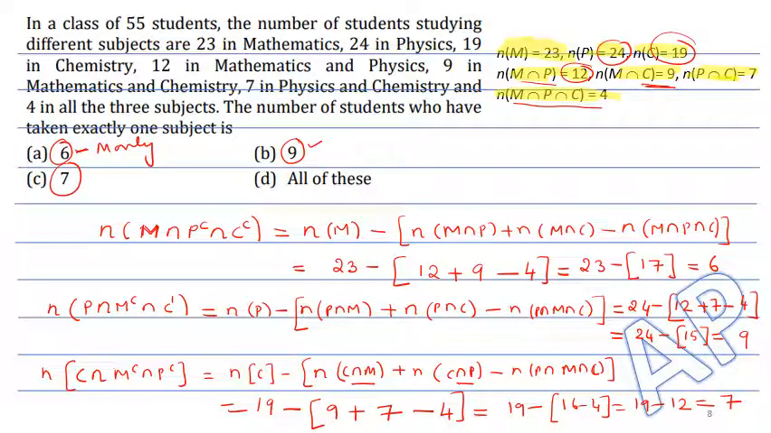Option A maths only. Option B physics only. Option C chemistry only. So the number of students who have taken exactly one subject is all of these. All of these is the correct choice.